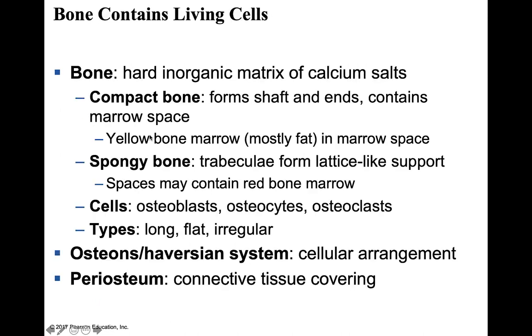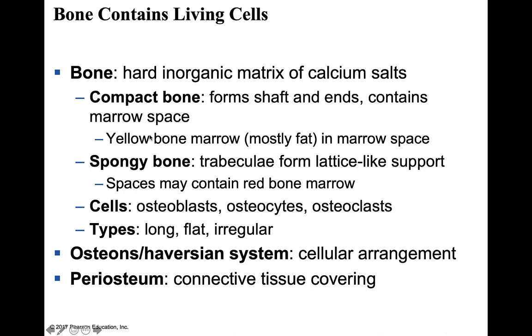Now, as indicated, bone has a hard inorganic matrix of calcium salts, and there are two different types of bone. We have compact bone versus spongy bone, and we'll kind of talk about that along the way. Now, the cells, and this is the living component that we find, are osteoblasts, osteocytes, and osteoclasts. We'll be coming back to that. Now, when we describe bone by shape, there's three general shapes that we use to describe the types of bone. We use long, flat, and irregular.